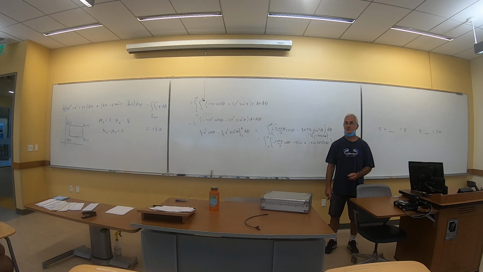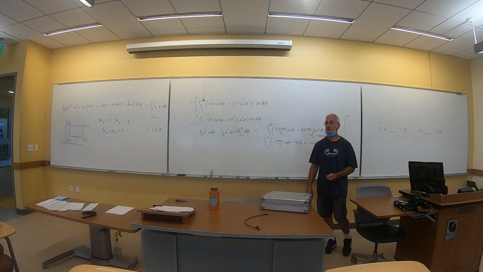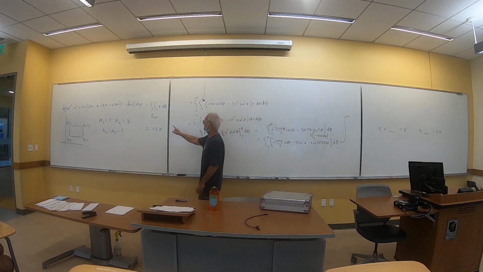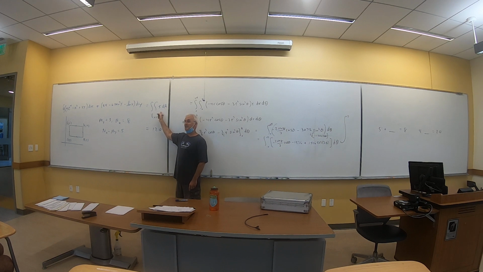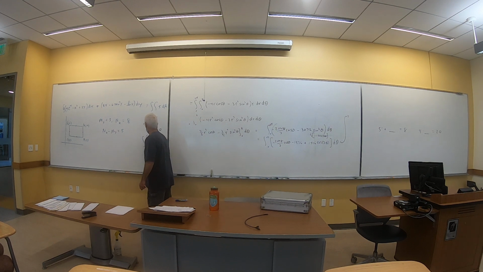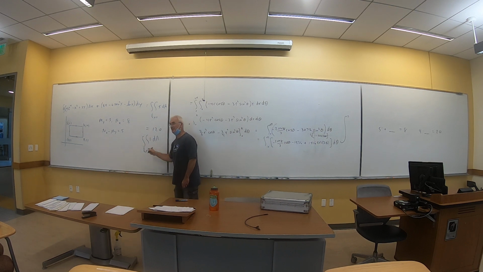You're integrating a constant over two sets of constant limits of integration. In other words, you're integrating a constant. Let me pull the constant out for a moment. If I said this, I'll put a 1 there. Isn't this exactly the area of the region in the xy plane? This is the inefficient way to do area.